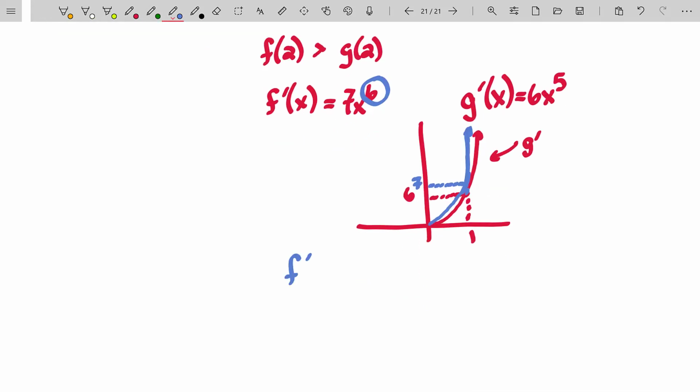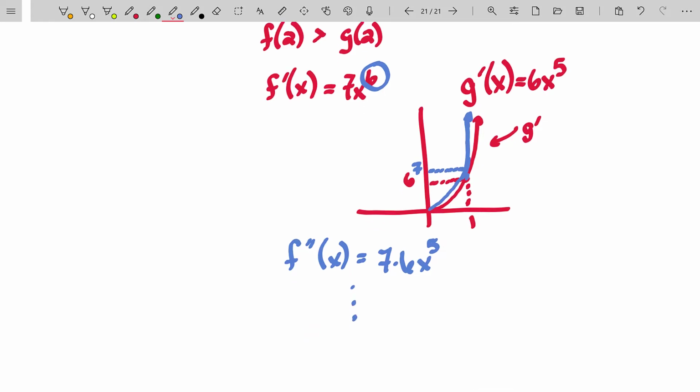You'll get f double prime of x would be 42x. Actually, I'm going to write it as 7 times 6, x to the 5th, and then f triple prime, right? And you keep doing this. Eventually, you'll get down to the 7th derivative being 7 factorial, and g, its 7th derivative, would be 0, actually. And so by this argument, you would get that f prime is definitely greater than g prime because it's moving faster, basically. So that's a little more detail than I think most people would require.